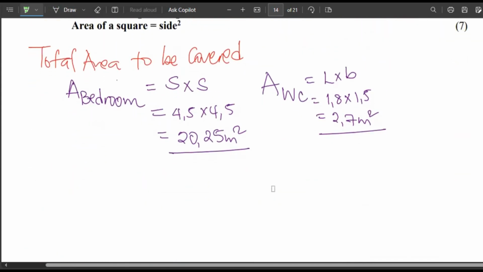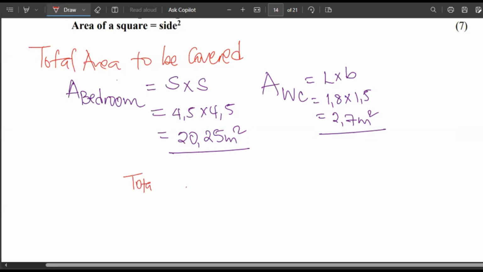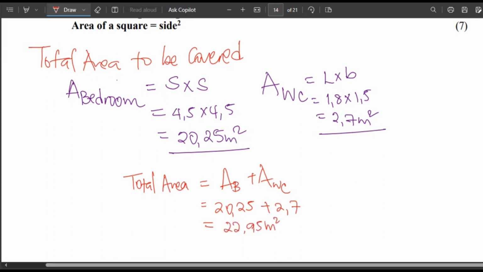So we need to find out what's the total area to be covered now. The total area will equal the area of the bedroom plus the area of the walk-in closet, which is 20.25 plus 2.7. There we go. We say 22.95 meters squared. So this is the area to be covered.